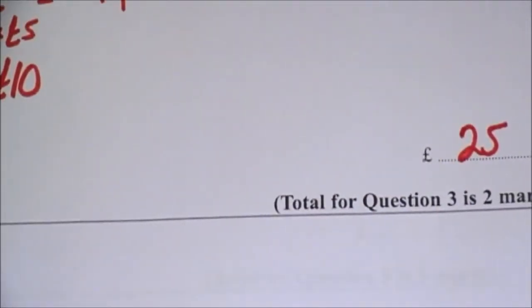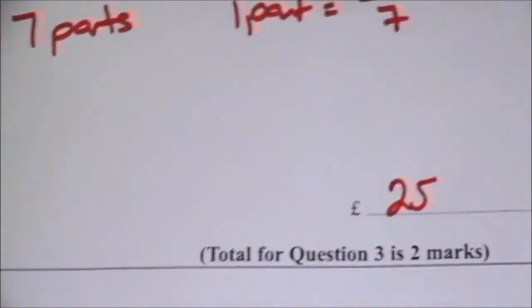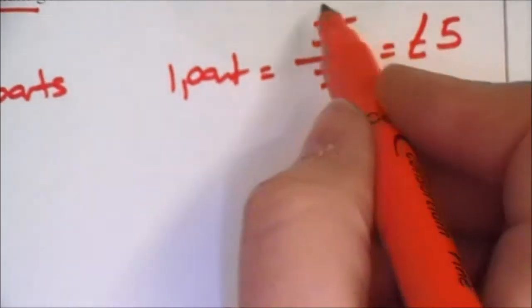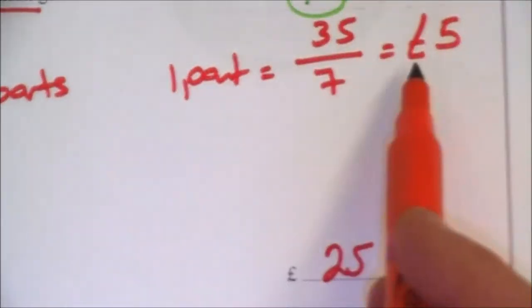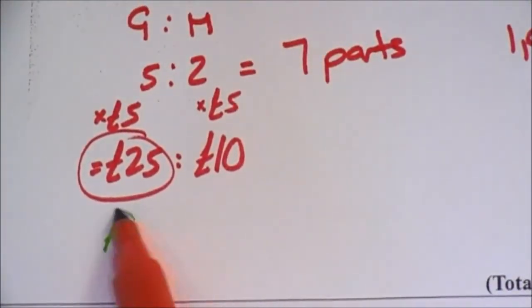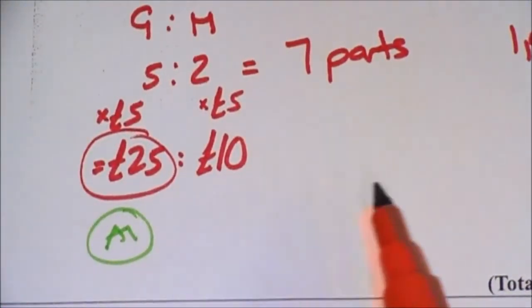And that is only a 2-mark question. You get 1 mark for showing that you can divide here, so by finding out what 1 part is worth, and then you get the second one for actually multiplying it by the correct number.